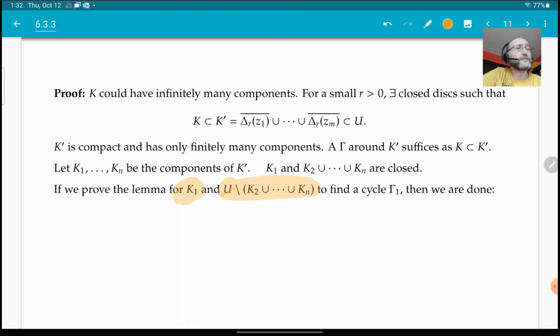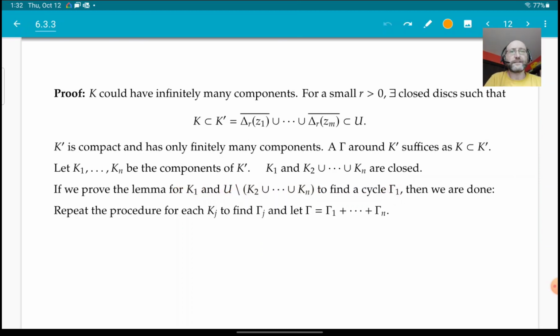And we're going to find a cycle gamma, so gamma 1. Then we're done. Well, I claimed that we're done. Why are we done? Well, repeat the procedure for each one of these components, Kj, right? So we're going to find this gamma j, and it's going to go around Kj, and it's going to be homologous to 0 in U minus the rest of the components, right? And then I'm going to add up these cycles, and that's going to be my gamma.